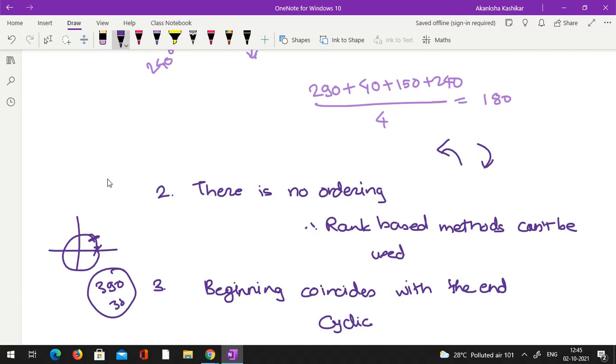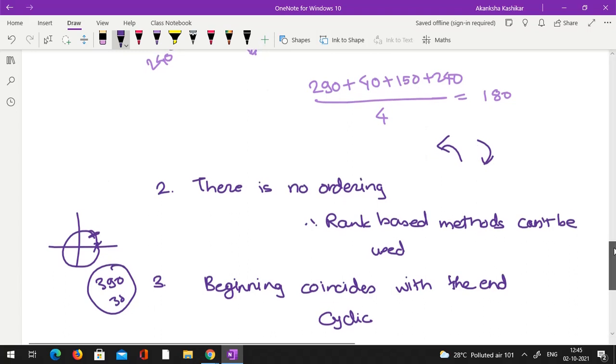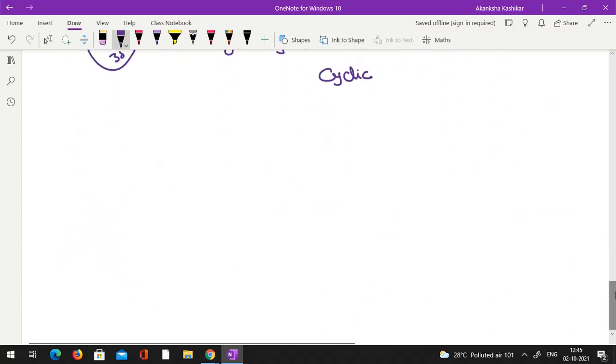Hence, because of these reasons, we need to develop special methods for handling circular data. In fact, our usual descriptive statistics, if we try to apply them to circular data, sometimes can also produce ridiculous results. So uniqueness is one issue. They did not produce unique results, that's what we saw. But sometimes they can also produce some ridiculous results.